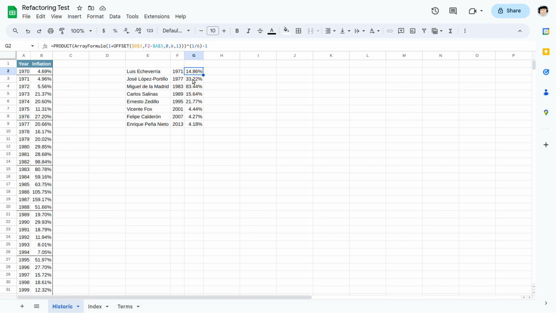So yeah, that's an example of refactoring. And other than the raw data, I just need the list of years. I just need one formula and that's it.